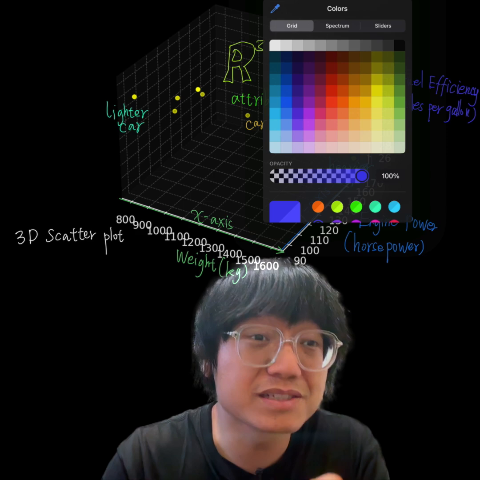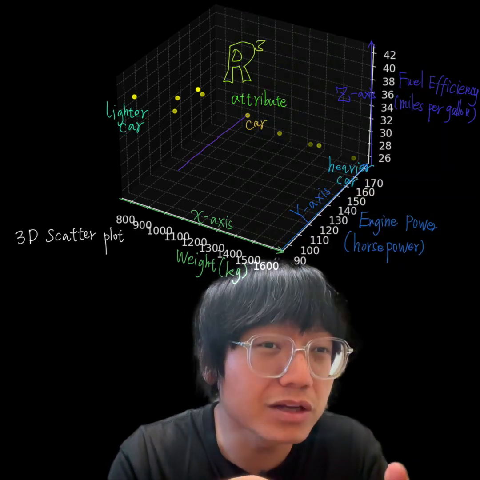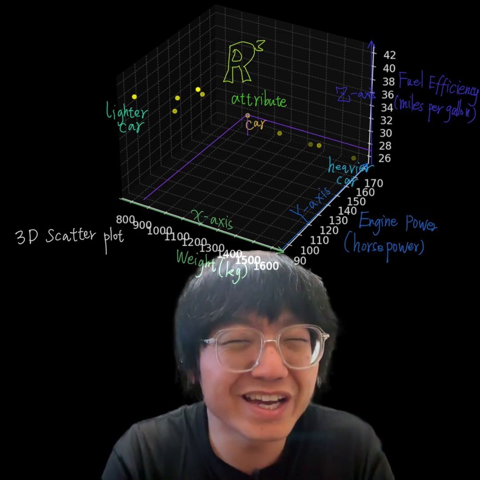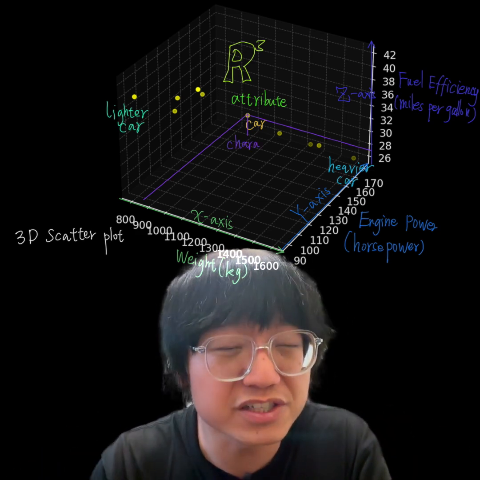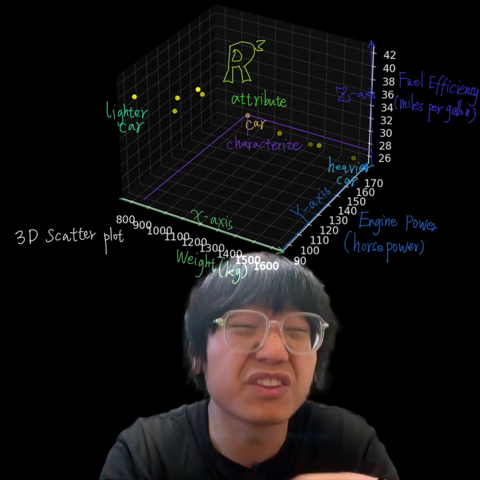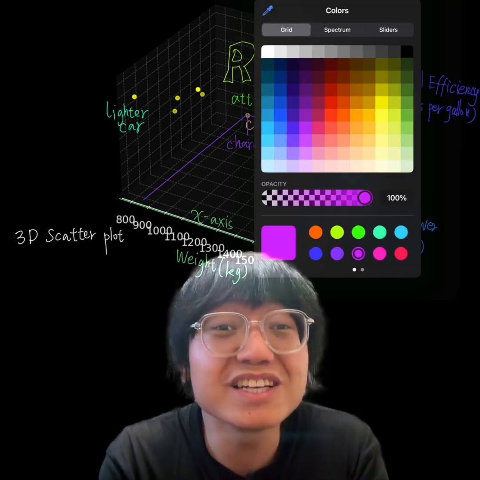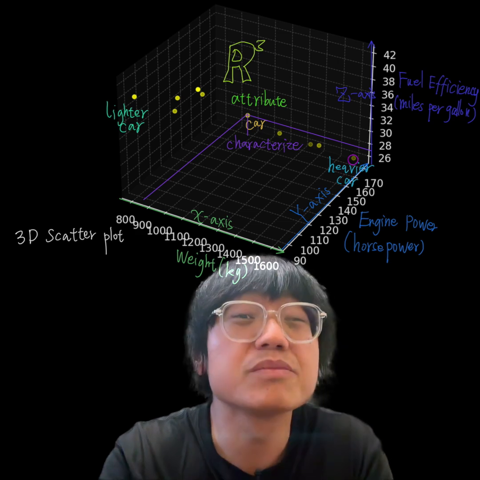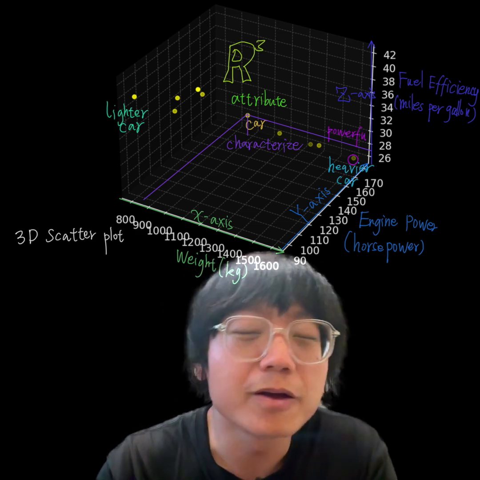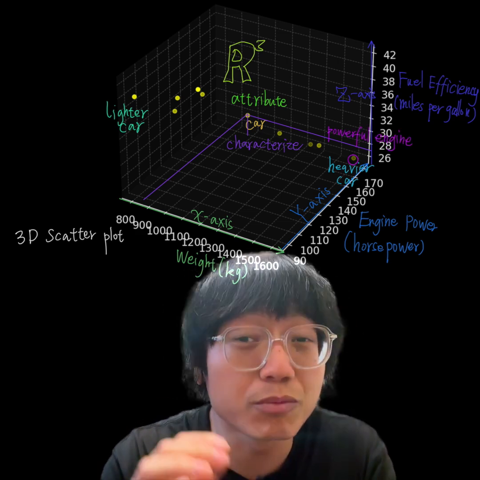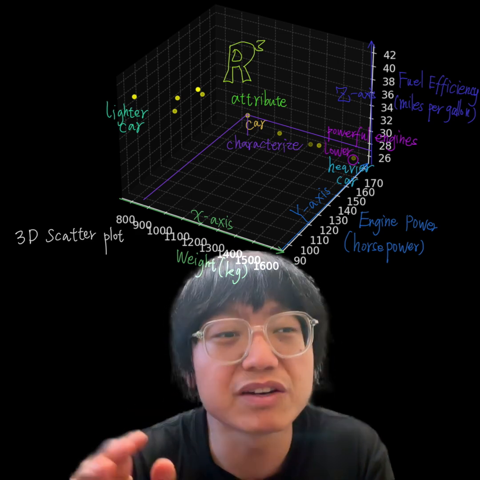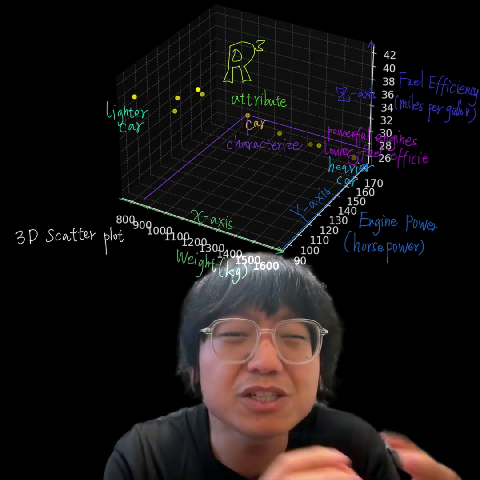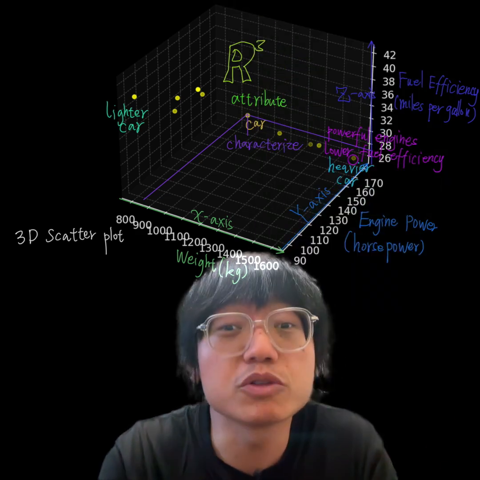Let's try to analyze this plot. Each yellow dot represents an individual car characterized by its weight, engine power, and fuel efficiency. The spatial distribution of these points gives us insight into how these three attributes vary among different cars. For instance, the heavier cars tend to have a more powerful engine but low fuel efficiency. This visualization is very useful for identifying trends and clusters in the multidimensional data.